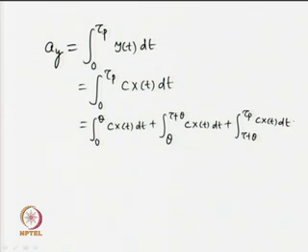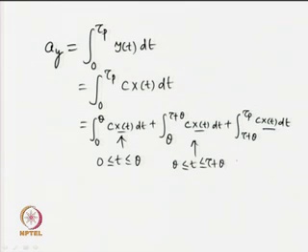Now, I shall substitute the expressions x(t) we have found for different time ranges. The first integral is for the limits 0 to theta, so t is between 0 and theta in this case. For the second part, theta is less than or equal to t, which is less than or equal to tau plus theta, and for the third part, tau plus theta is less than or equal to t, which is less than or equal to tau p.